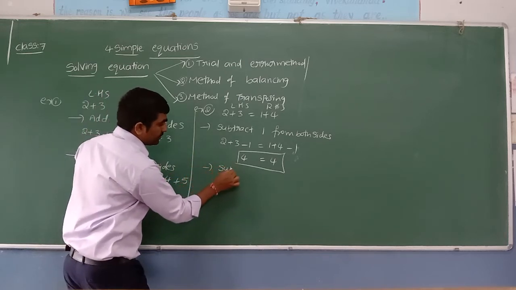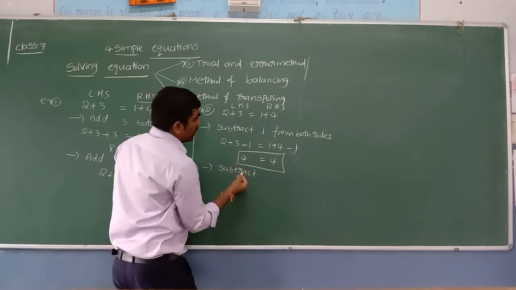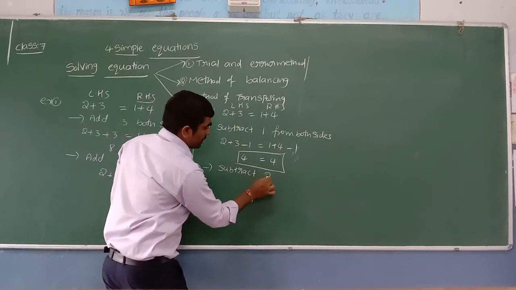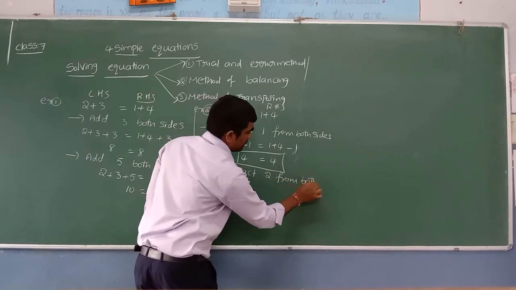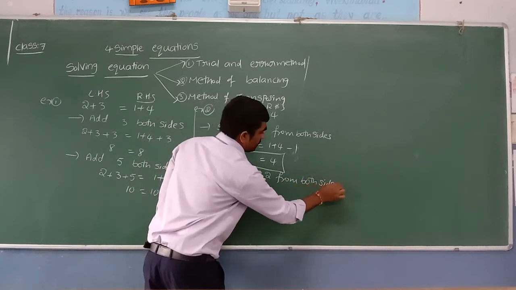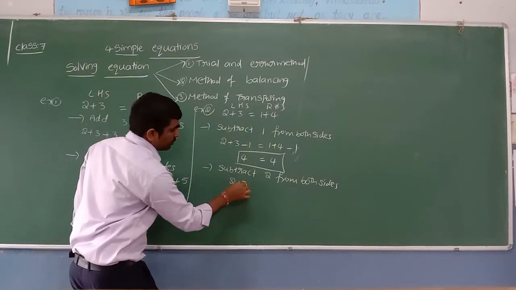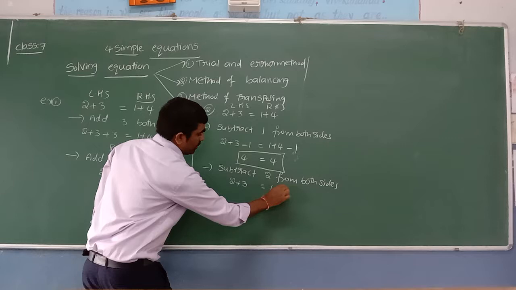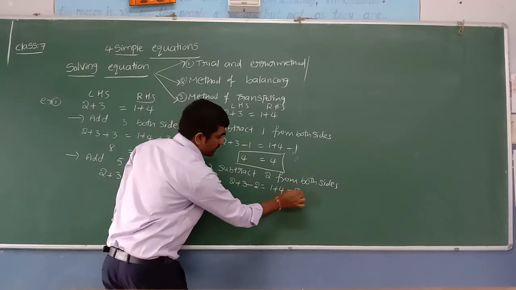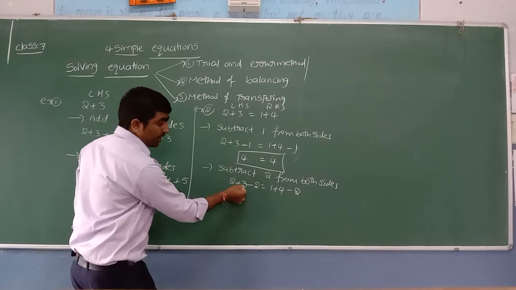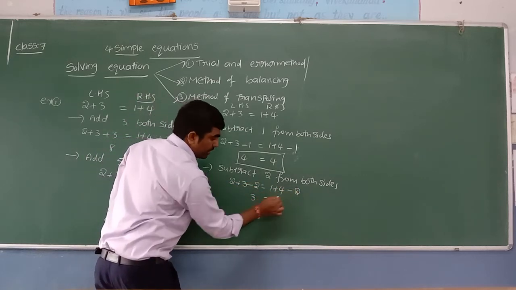Let me subtract 2 from both sides. If I subtract 2 from both sides, let us see what is the result. 2 plus 3 is equal to 1 plus 4. From LHS, let me subtract 2. Even from RHS also subtract 2. 2 plus 3, 5, 5 minus 2, 3. 1 plus 4, 5, 5 minus 2, 3.